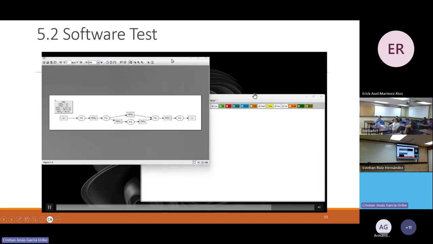On the other hand, the same log is introduced into the ProM software, where versions of the alpha and inductive miner algorithms are implemented, producing the following networks, respectively.